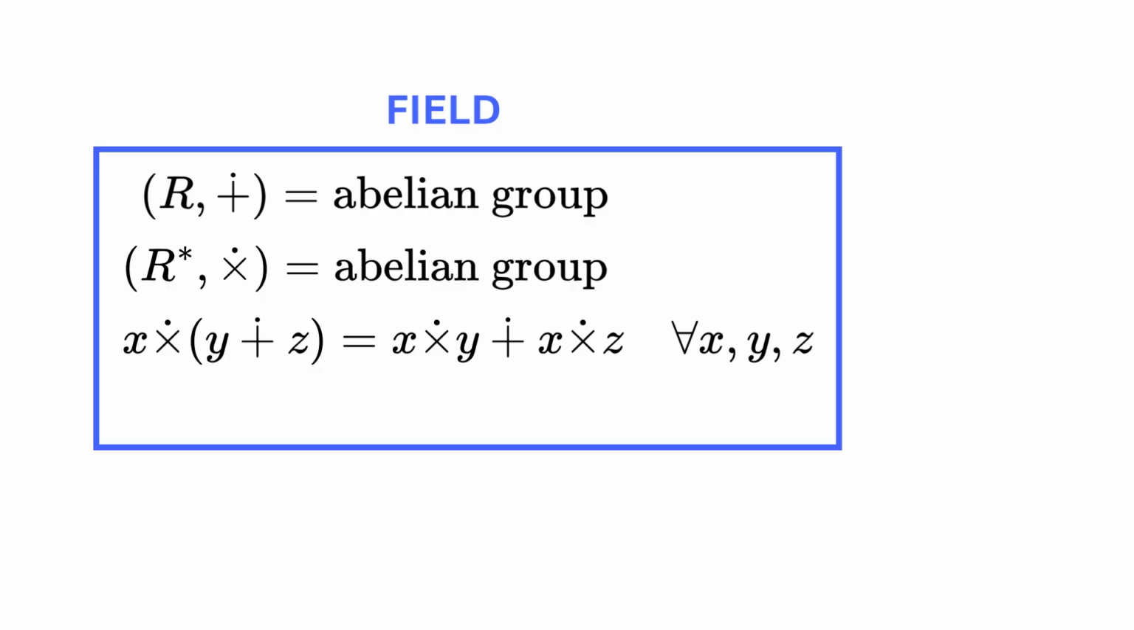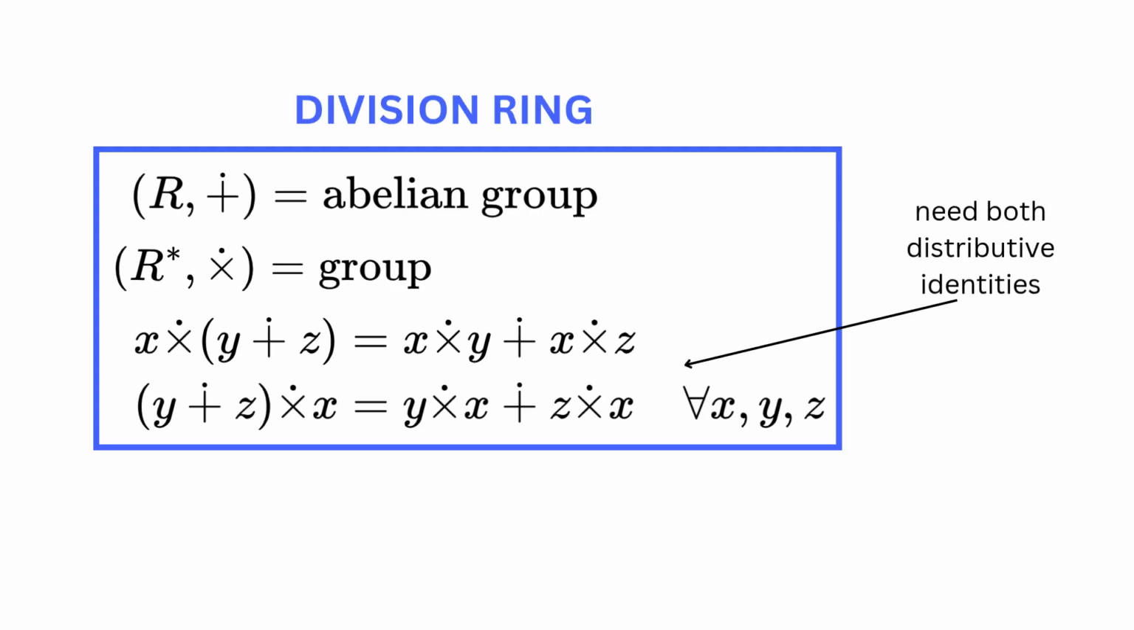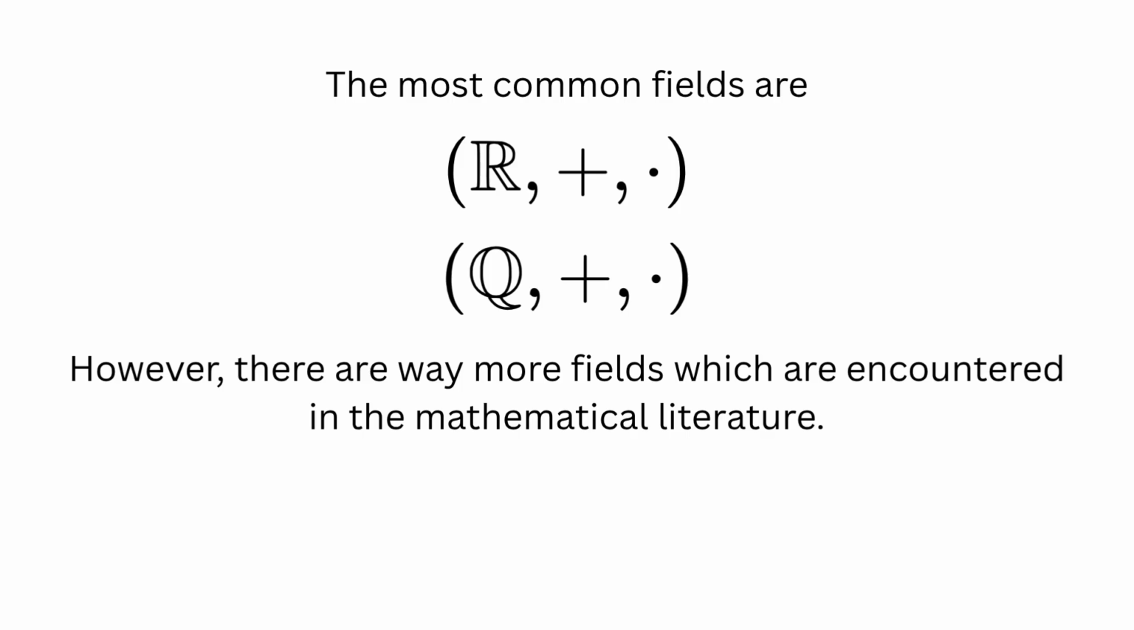Obviously, the set of real numbers endowed with addition and multiplication is a field. Sometimes, it is not necessary that the multiplicative operation in the field is commutative. This slightly relaxed structure is known as a division ring. Besides the field of the real numbers, the set of rational numbers endowed with addition and multiplication is a field.